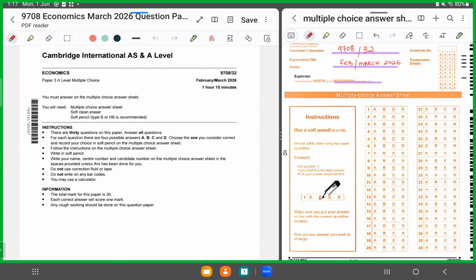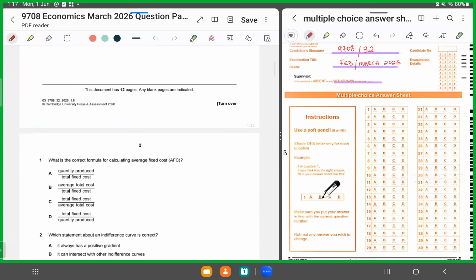Today I brought for you all February March 2026 9708 Weekend 32. We'll be solving paper 3 today, MCQs. Let's see what this paper has brought for us today. Moving forward, MCQ number 1.